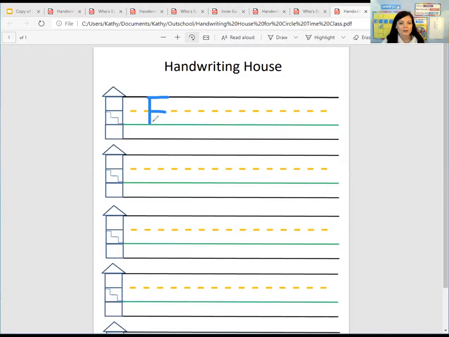So here we go. Number 1, and then 1, 2, 3 lines across. 1, 1, 2, 3. Top, middle, and bottom. 1, 1, 2, 3. Uppercase E. Now let's look at the lowercase e.